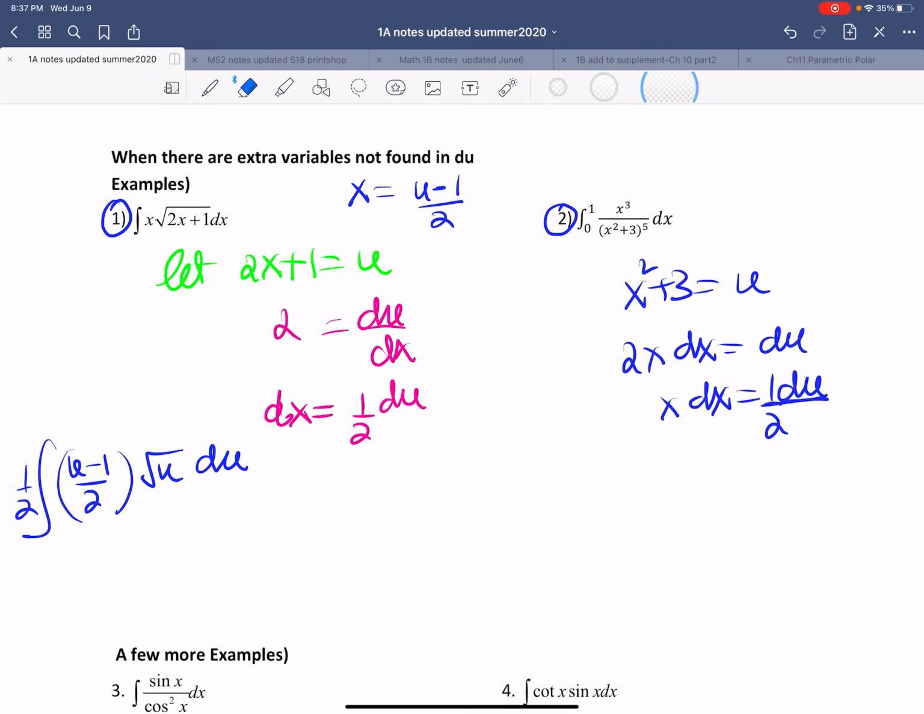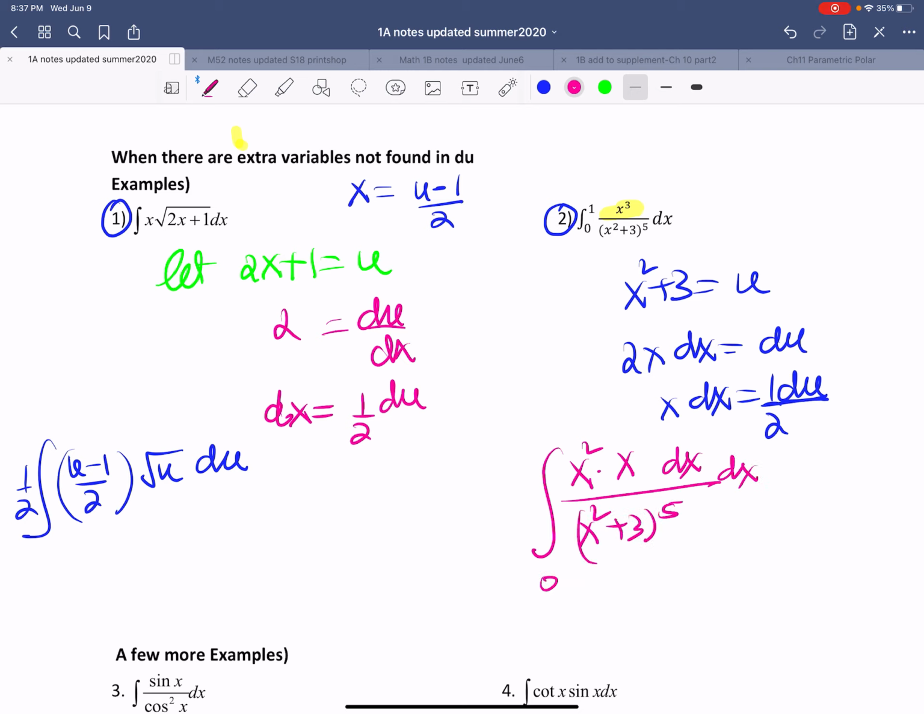All right, so let's see. We need to be clever here. We can break this x to the third into x squared times x dx over x squared plus 3 to the 5th power dx, and then there's the bound from 0 to 1. All right, I'm ready to change it to a u integral now. I put 2 dx's here; that was not correct. This x dx is equal to 1/2 du.